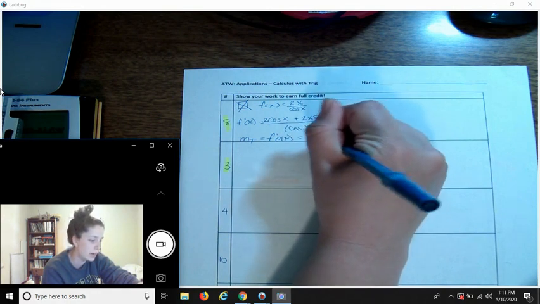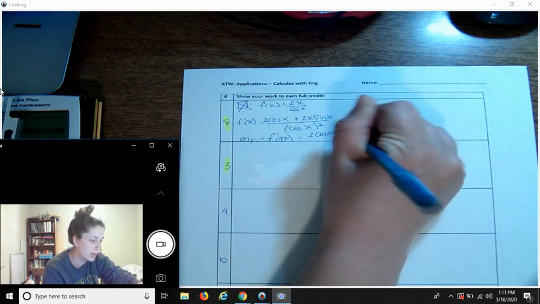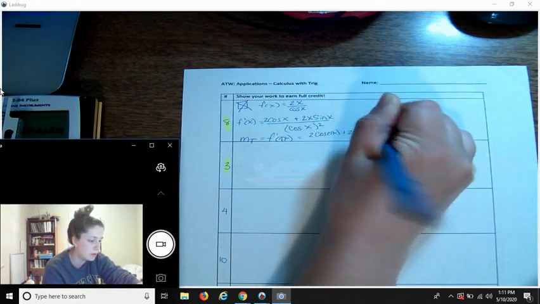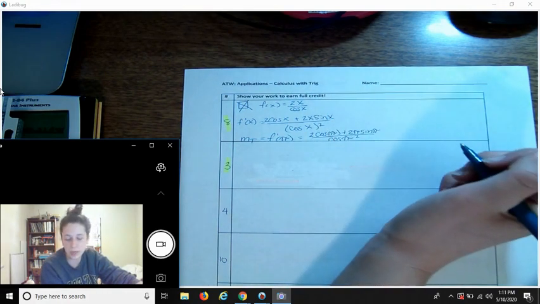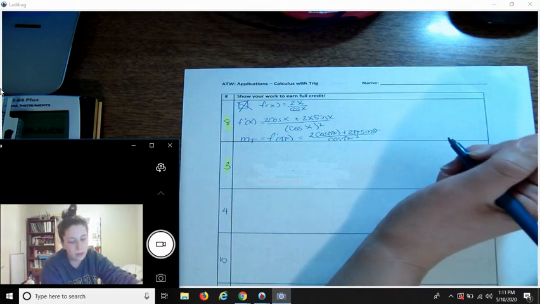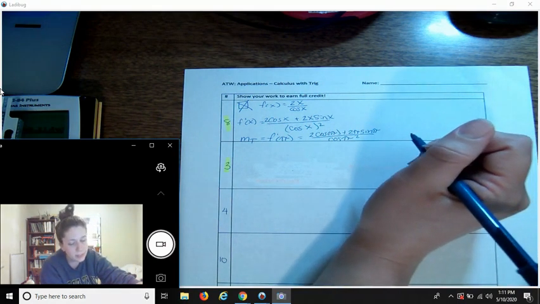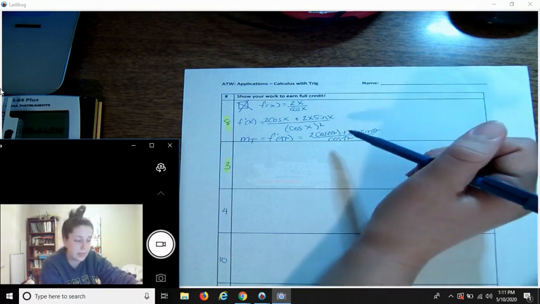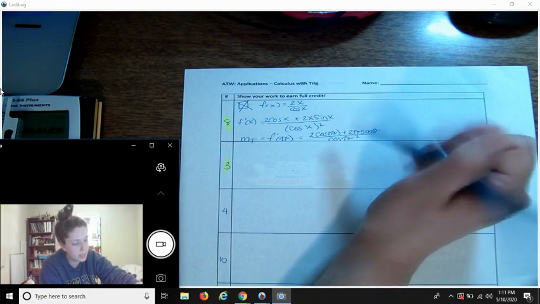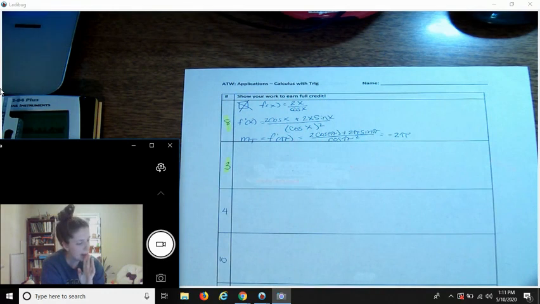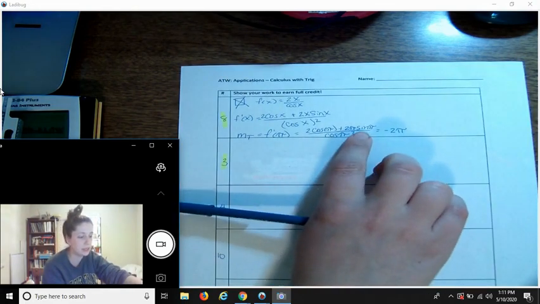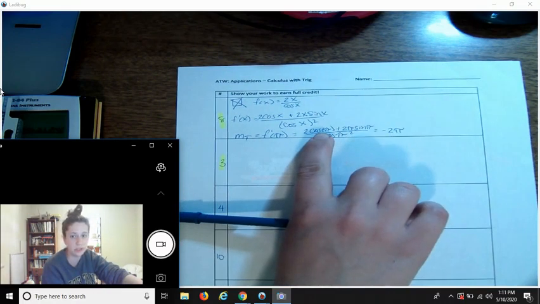So 2 cosine of pi plus 2 pi sine pi all over cosine pi quantity squared. Okay, so now when I simplify this, the cosine of pi is -1, so I should end up getting that this all simplifies out to -2 pi. Yeah, because this ends up being 1. The sine of pi is 0, so this is just -2.